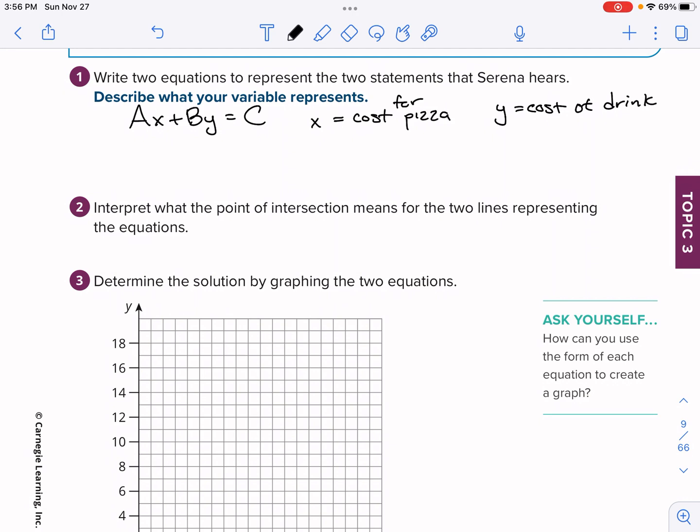Okay. So let's write an equation for Tony. For Tony, he purchased 2 pizzas, 2 drinks, and it was $34. So that's going to be 2x. This represents 2 of these 16-inch pizzas, plus 2 drinks, right? 2y, and that's equal to $34.